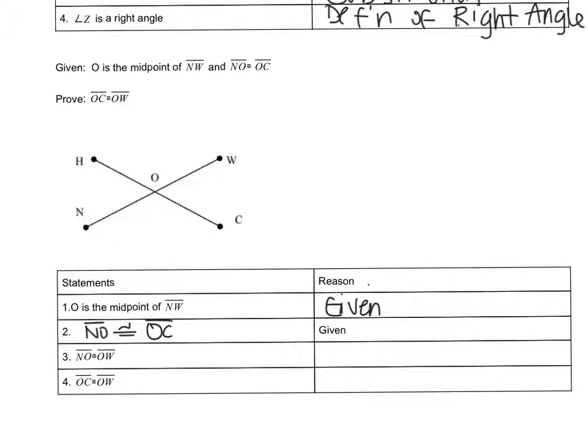Next we have NO is congruent to OW. So if we label that in our picture, it might be easier to see. So NO is congruent to OW. Well, we were given that O is the midpoint of NW, and since the definition of midpoint is to split something into two equal parts, that statement being congruent comes from the definition of midpoint.